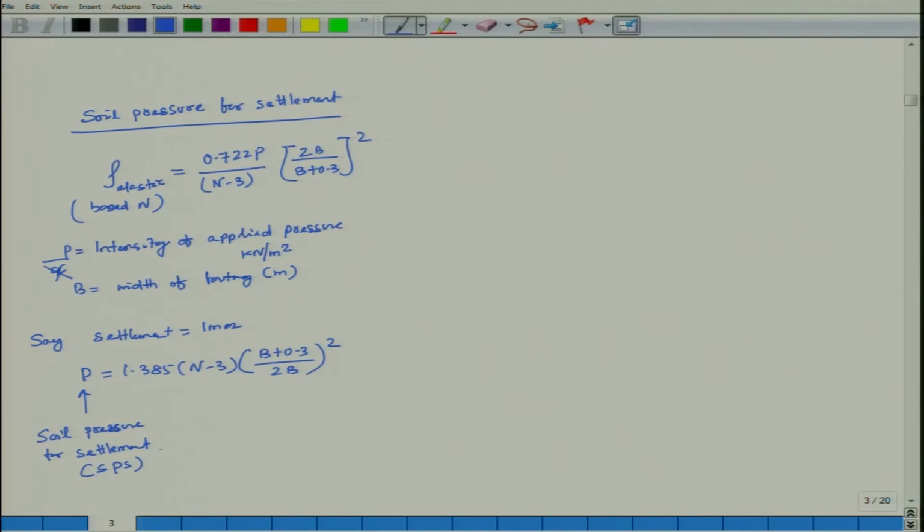Let us plot. Look at this, SPS in kilonewton per meter square, how it is varying. It is for typically N is equal to 30 and settlement is equal to 50 mm. B is in meter, from 0 to 10 meter.